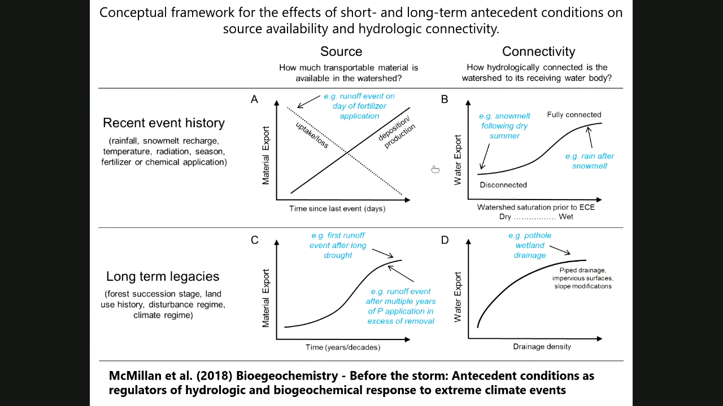So for example, if a source tends to be depleted over time, as would be the case with application of fertilizer, then runoff occurring soon after that is likely to result in greater export. So that's a timing effect. If snowmelt occurs after a dry summer, and so maybe there's some room for storage there, then the opposite is likely true.